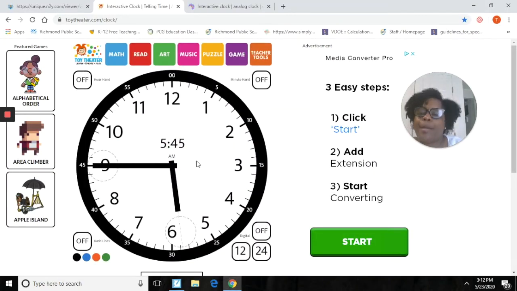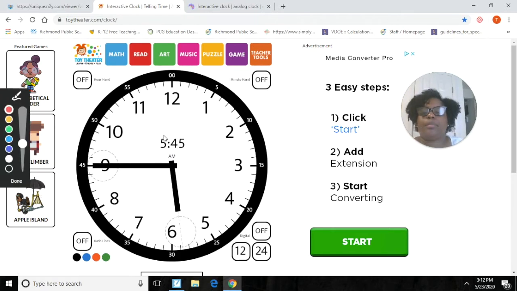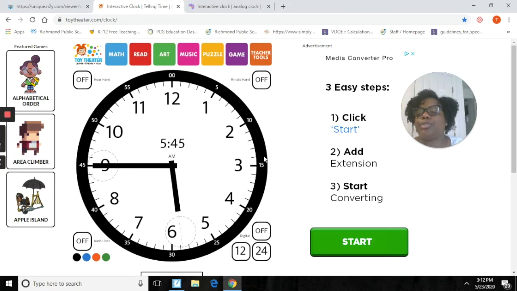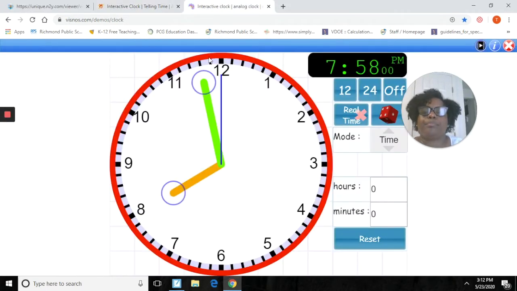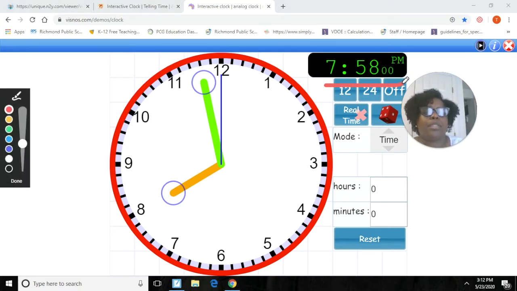So if you look here, we have an analog clock. This is called an analog clock, because you have two types of clocks. Now, let's go to our next clock. I'm going to show you this one. This is called a digital clock right here. This is a digital clock, okay?